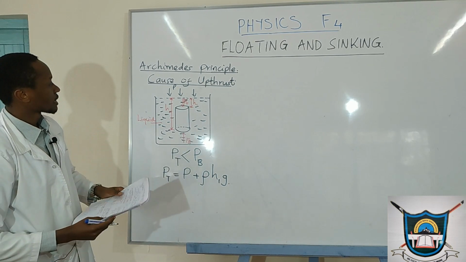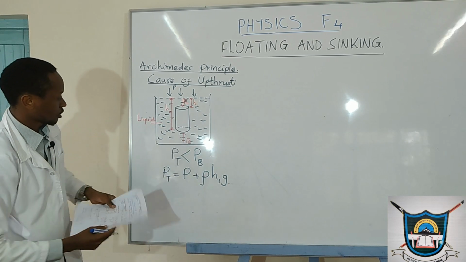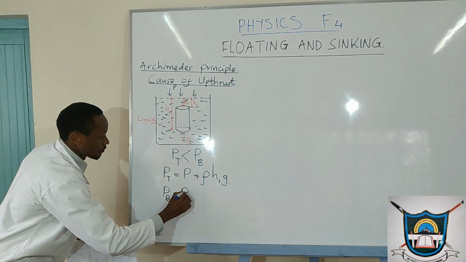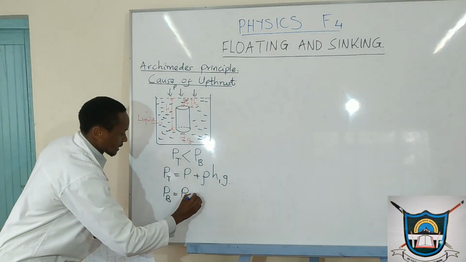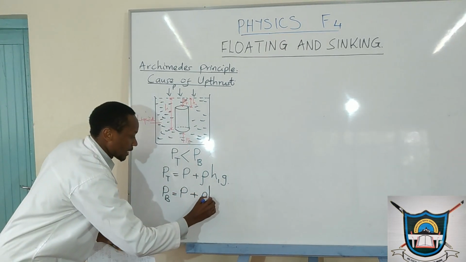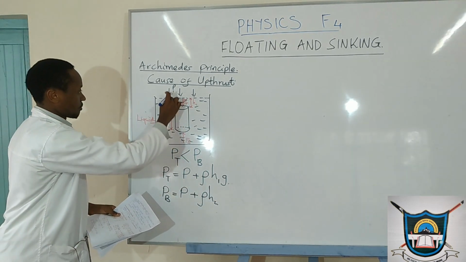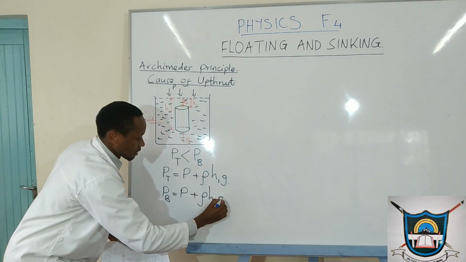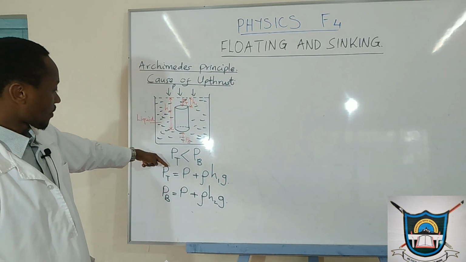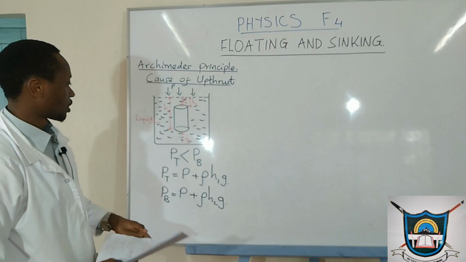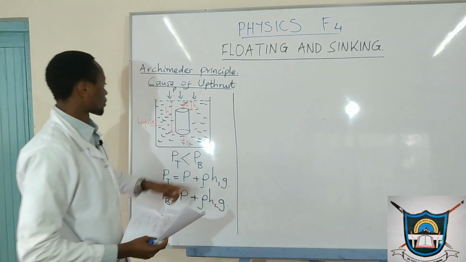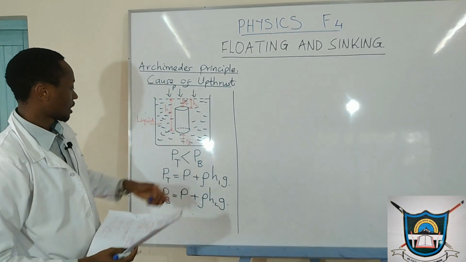And what will be the pressure at the bottom? The pressure at the bottom will be given by the atmospheric pressure still, plus the density of this liquid times the height, this height of the liquid, times g. So we have been able to obtain the pressure at the top and the pressure at the bottom. Let's move on and get the force, both at the top and at the bottom.